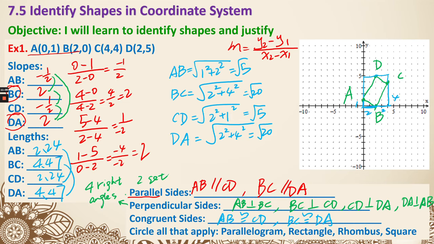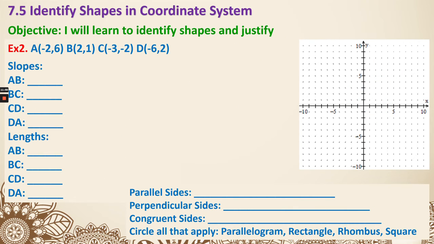Lastly, based on all the information that we have, clearly we could see CD is not the same as BC, so it's not going to be a square, so it's going to be a rectangle, but a rectangle is also guaranteed to be a parallelogram, because the question is asking to circle all that apply. All 4 sides are not the same, so it's not a rhombus or a square. That is example 1. Now let's move on to try example 2. Very similar to example 1, so let's graph it first.